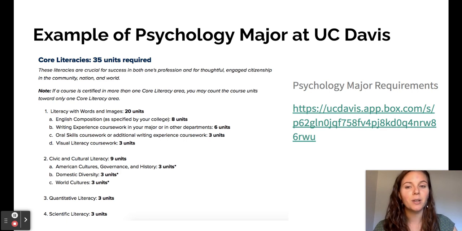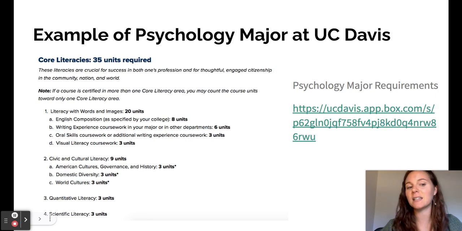So the first step is to look at the general education requirements that UC Davis has. These are going to be the same for every UC Davis student, regardless of what they're going to major in. At UC Davis, they call them these core literacies. So there are 35 units that are required in these different areas. So you can see over here that they have literacy requirements for 20 units, civic and cultural literacy for 9 units, quantitative or kind of mathematical literacy, as well as scientific literacy. So these units refer to how many classes you're going to have to take in these different areas. And this is going to be true no matter what it is that you're going on to study.